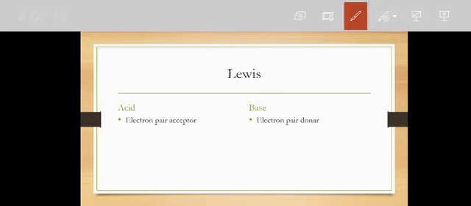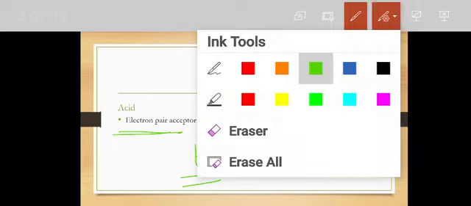Then next is molecules with expanded octet. For example, they have a lot of electrons, such as SiF4. They also act as acid. The proton is obviously an electron deficient species, so the H plus ion also acts as acid. Why? Because they are electron deficient, or in another way, electron pair acceptors. They all are acid.